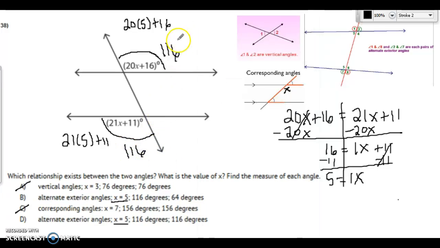And y'all, we knew that they both had to be 116 degrees because we know that they have to be congruent. So, find the measure of each angle. Well, they have to be the same, so they both have to be 116 degrees. So our answer would be D.